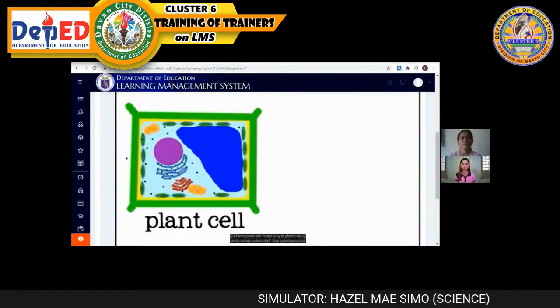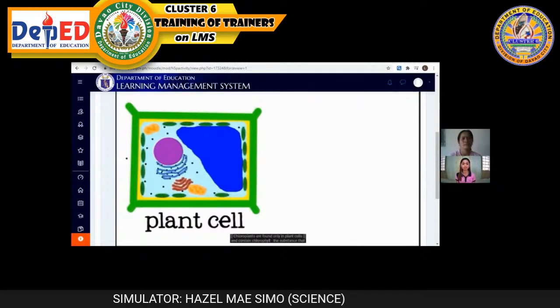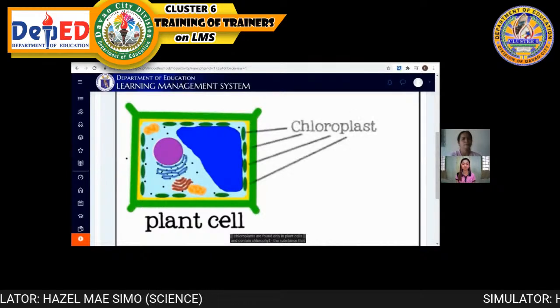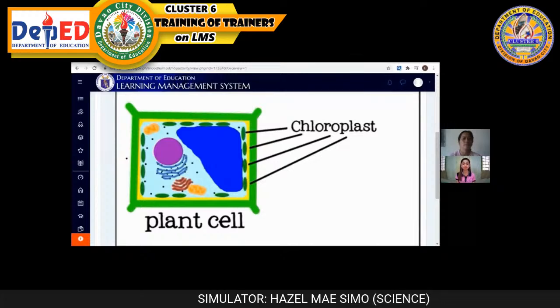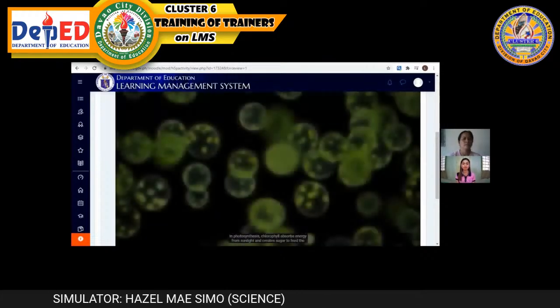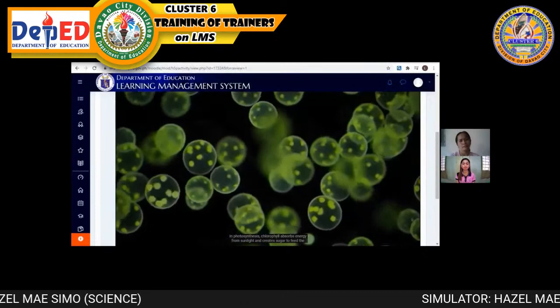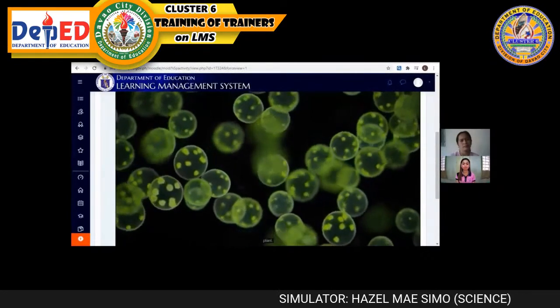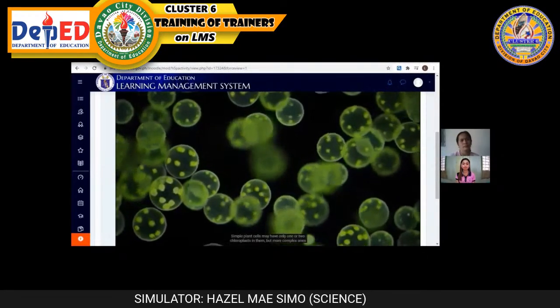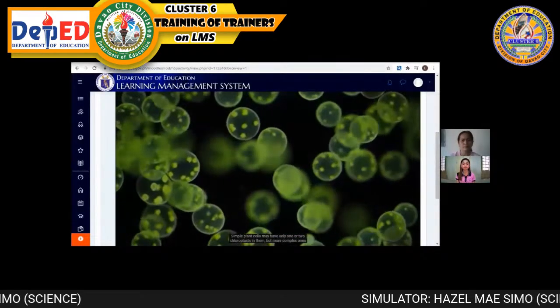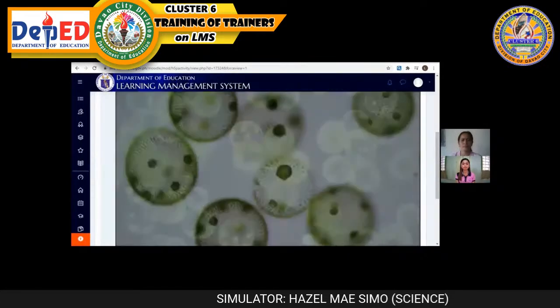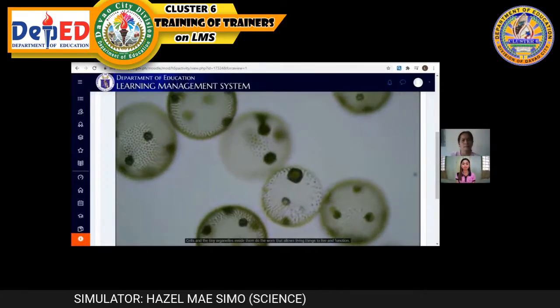Finally, let's look at the chloroplast. Chloroplasts are found only in plant cells and contain chlorophyll, the substance that allows photosynthesis to take place. In photosynthesis, chlorophyll absorbs energy from sunlight and creates sugar to feed the plant. Simple plant cells may have only one or two chloroplasts in them, but more complex ones may have hundreds.